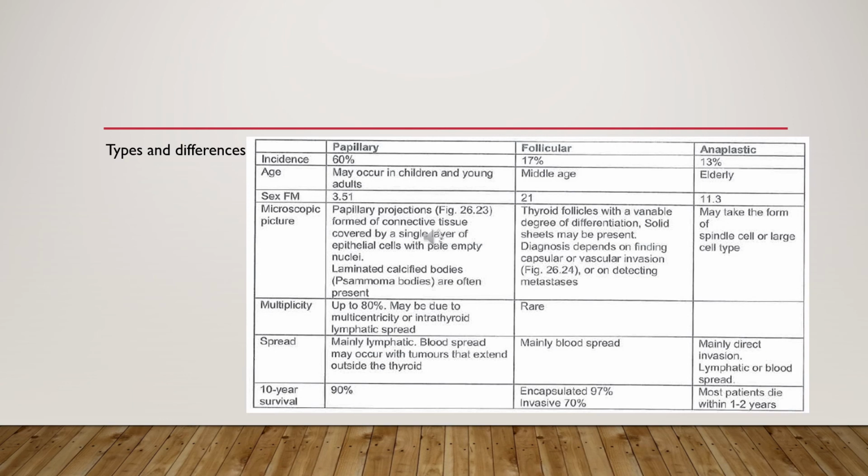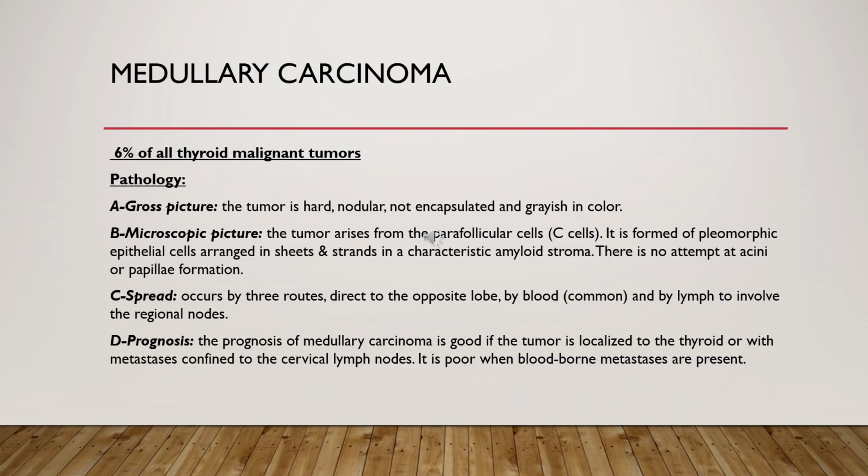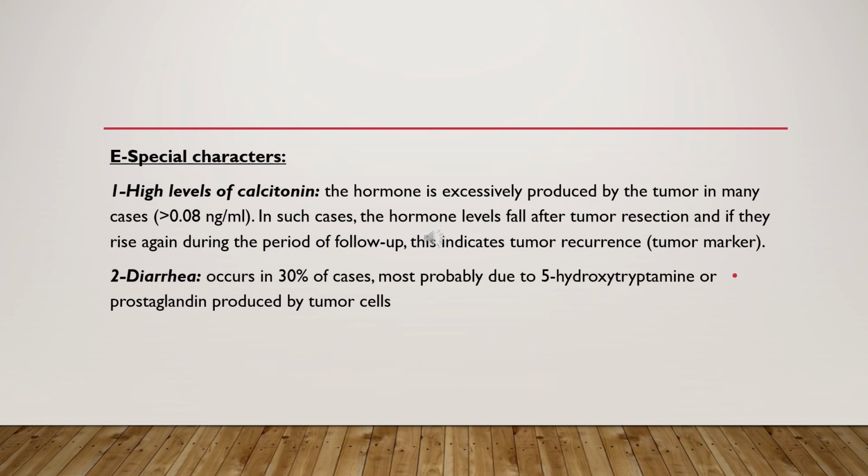This table shows the main differences between the most common follicular cell carcinomas of the gland, either papillary carcinoma, follicular carcinoma, or anaplastic carcinoma. Medullary carcinoma represents 6% of all thyroid malignant tumors. Special characters: high levels of calcitonin, and diarrhea occurs in 30% of the cases.